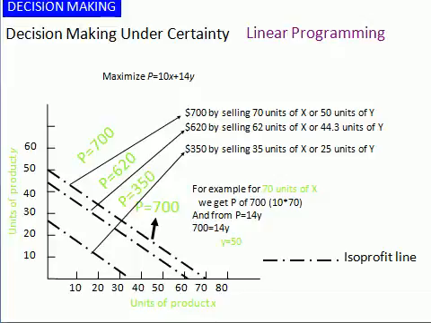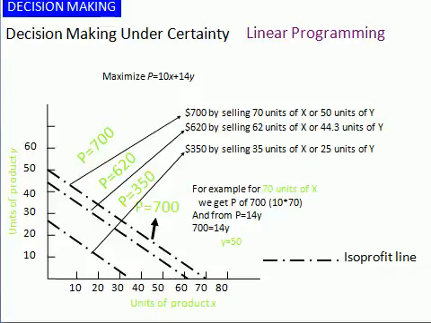Let's say I'm choosing another random point here, this one: 50 into 14, that is 700, plus 0, so profit. Again, I can choose different combinations, and they are called isoprofit lines because profit is constant here. Any point you choose will give you a value of 700. Okay, let's choose any point here on this 350 line.